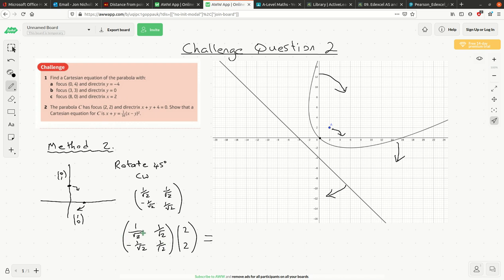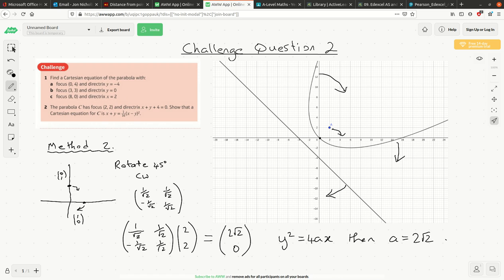Okay, when we multiply this out, we're going to get 2 over root 2 plus 2 over root 2, and that's going to be 4 over root 2, and 4 over root 2 is 2 root 2. When we do it the other way, that one times that one plus that one times that one, we're going to end up with 0. And so I can immediately see that A would end up at the point 2 root 2, and hence, if you're dealing with y squared equals 4ax, then A equals 2 root 2.